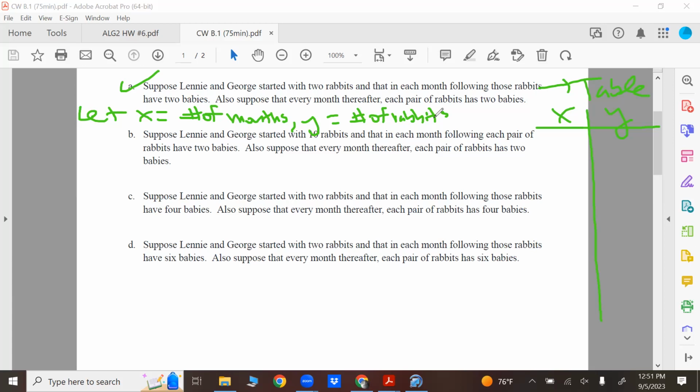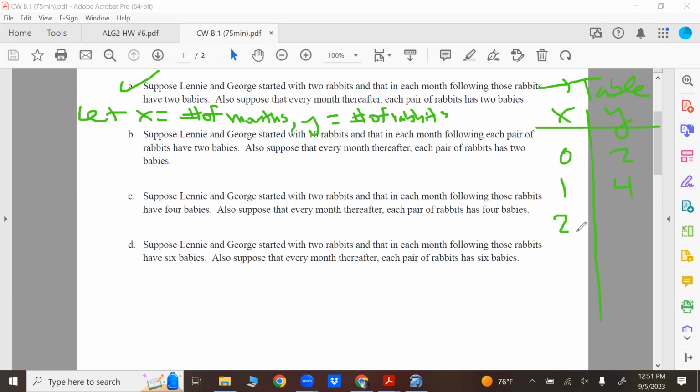Sorry. All right. So month 0. How many rabbits do we start with, guys? 2. So month 0, we have 2 rabbits. Now, month number 1. How many rabbits do you think we have now? So you have 2 rabbits. You have a male and a female, right? How many rabbits are you gonna have after 1 month? 4, right? Because they make babies and have 2 rabbits, right?